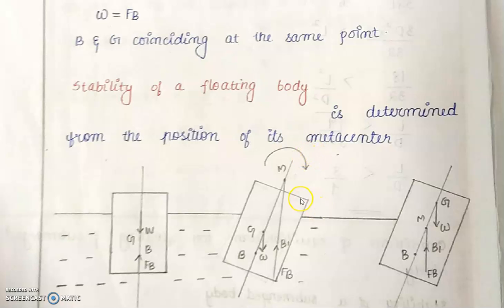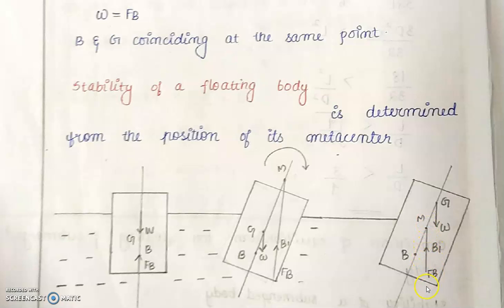You take the second case, unstable equilibrium. What happens in unstable equilibrium? Suppose the metacenter is somewhere here. When I give a tilt, what happens? The weight is in the downward direction, G is here, isn't it? Through the metacenter, the force of buoyancy is acting.